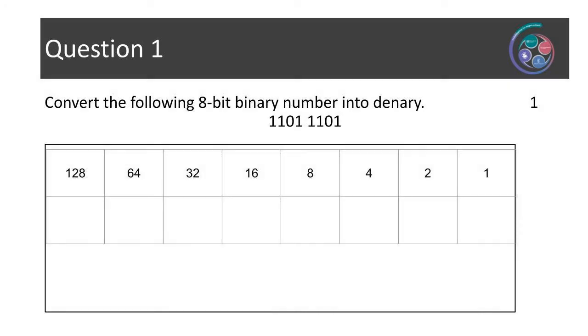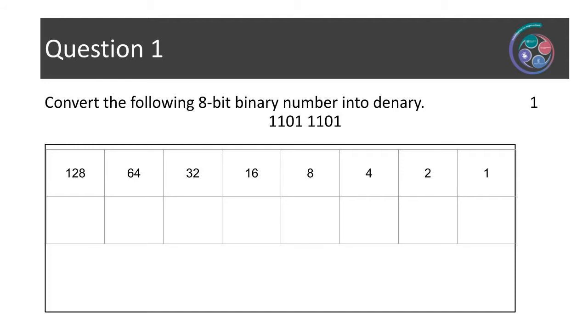The first thing I would do would be to draw myself a table and put all the numbers that I would use to represent 8-bit binary into the table. Remembering, we start with the smallest units on the right-hand side, and each time they're doubling all the way up to 128. So that gives me the values of 1, 2, 4, 8, 16, 32, 64, and 128.